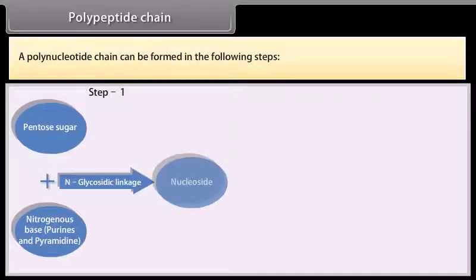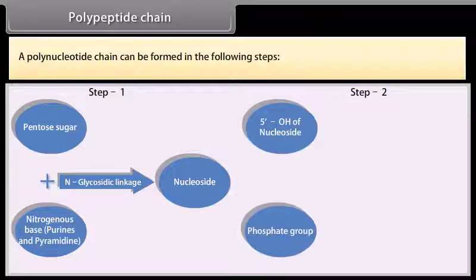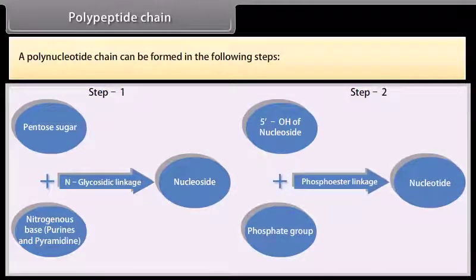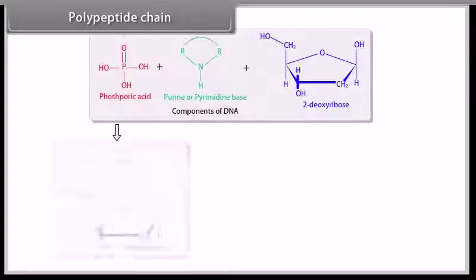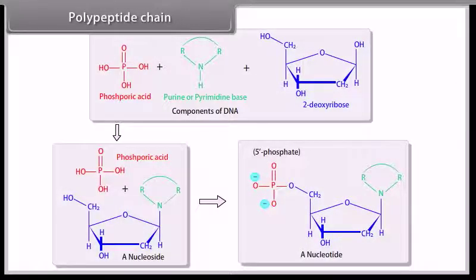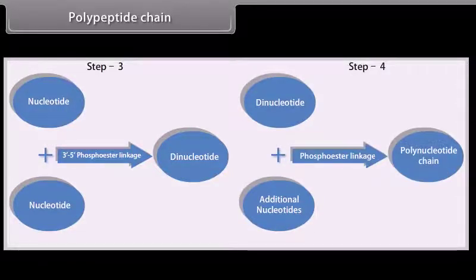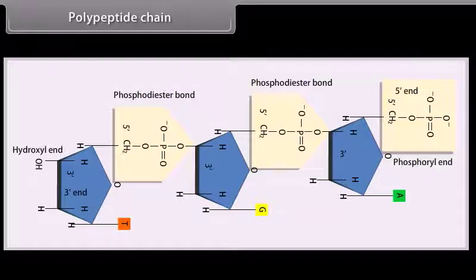Polynucleotide chain. A polynucleotide chain can be formed in the following steps. A polynucleotide chain has a phosphate moiety at one free end of ribose sugar. This is known as 5' of polynucleotide chain. The other free end of ribose sugar has an attached OH group. This is called 3' of polynucleotide chain.